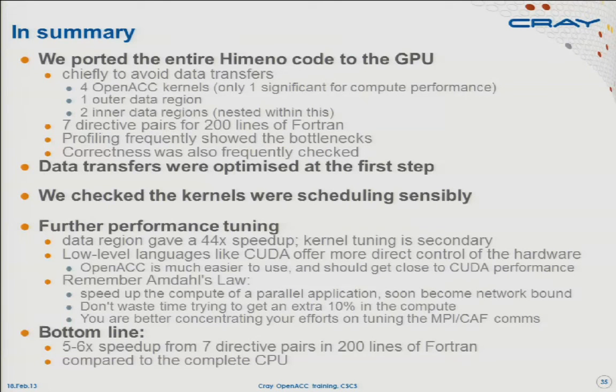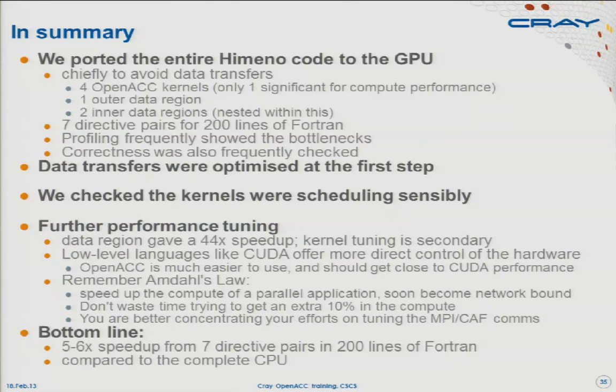What could we do extra? Well, I'll talk a little bit more about that this afternoon, about how you could do some performance tuning. But the biggest performance tuning was getting rid of the data movements. So 5 to 6 times full speed up with 7 directives in 200 lines. It's not bad. Of course, you say that's a very simple code. Real codes don't look like that. You'll never get that in practice.